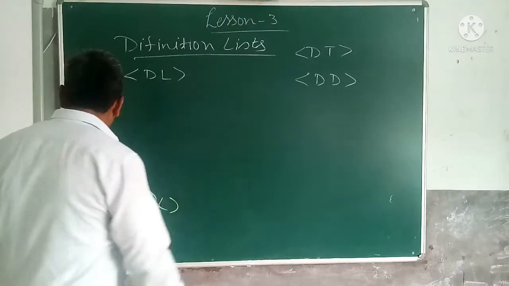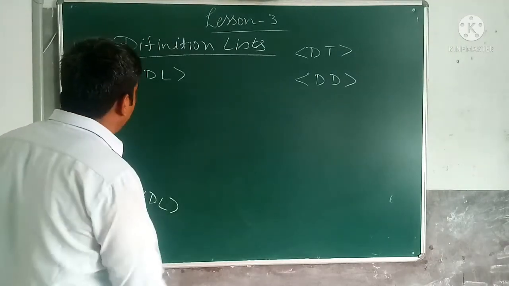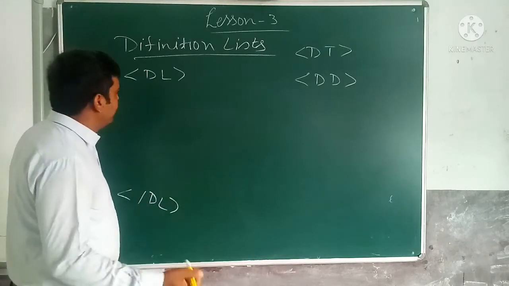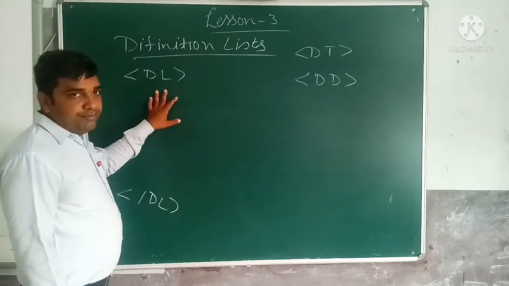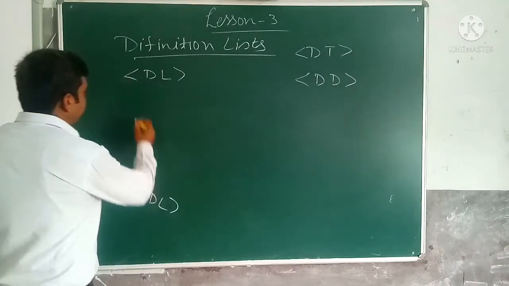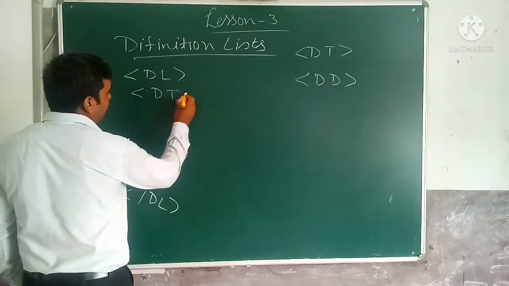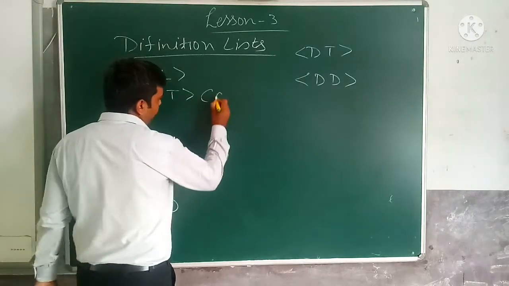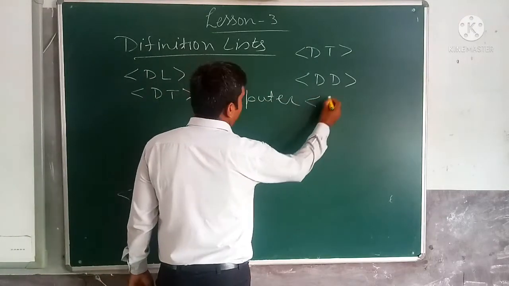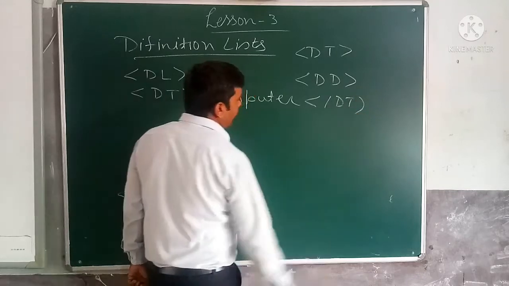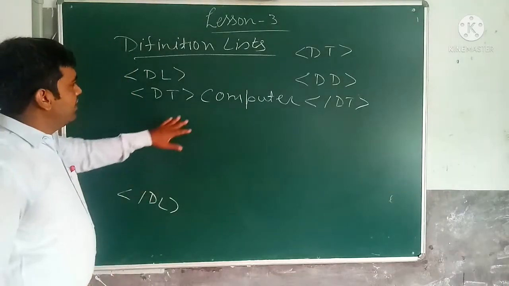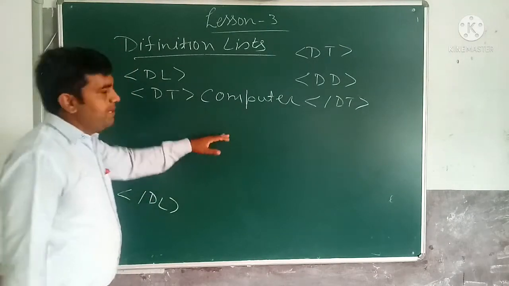Now suppose we want to write the definition of various computer terms. Here we want to write the definition of the computer. For writing the definition, first we write the definition term, and after that we write the definition description. So inside the DL we write DT. DT means definition term. And what is the definition term? Computer. Then we close the definition term. So what will happen? On the web page you find this word computer, and after that one line space will be there.